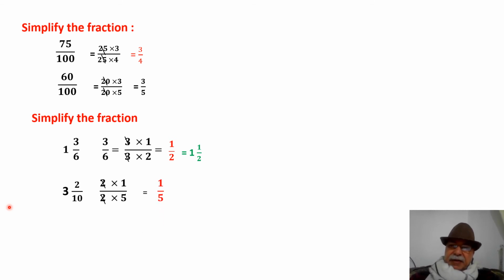1 over 5. Also, I can't leave it like this. I must leave it exactly as the simplest fraction, because here is the simplest fraction. That's why I write it like this. Exactly, this is the equivalent fraction for that.